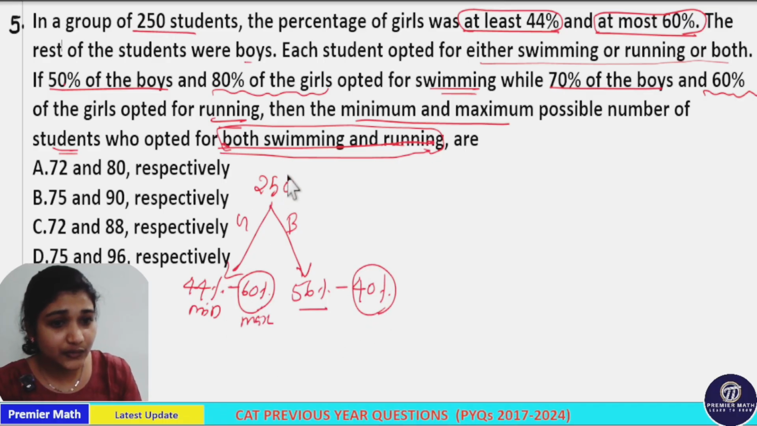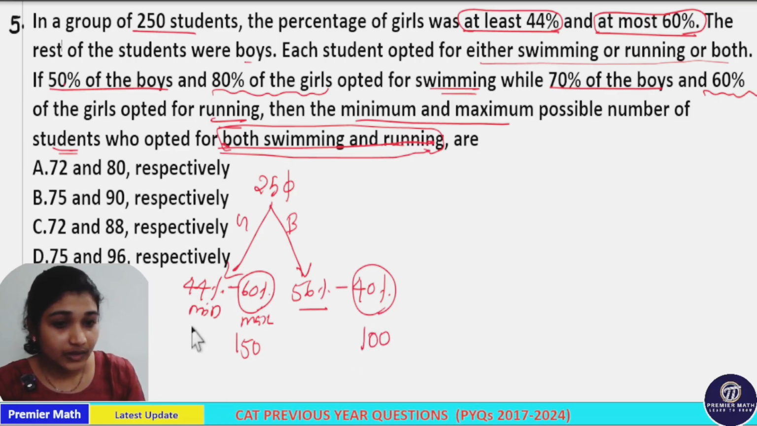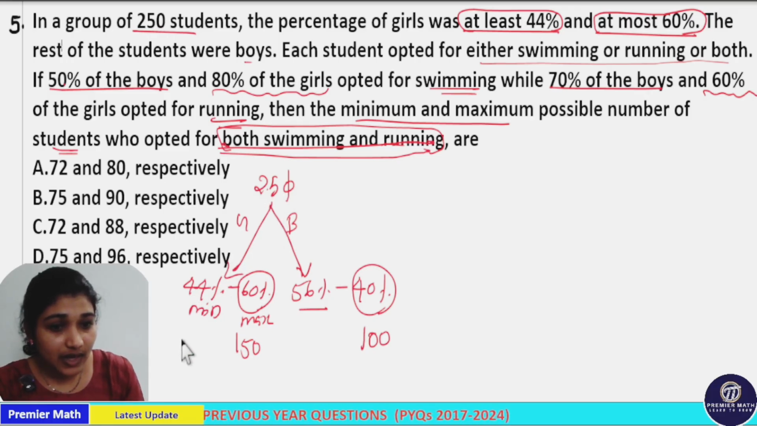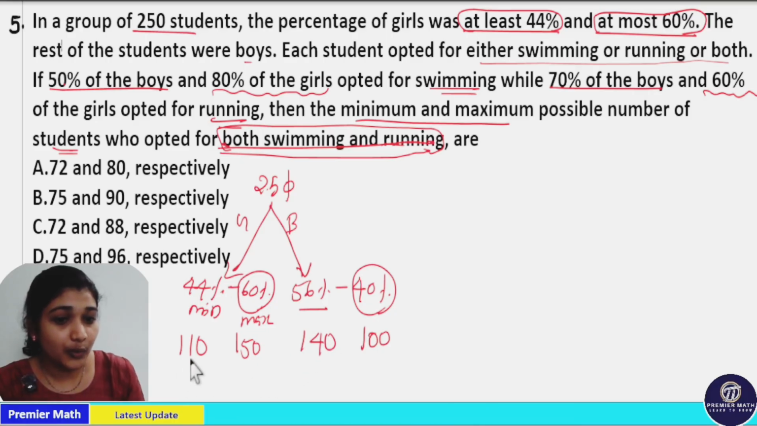Now 60 percent of 250: 10 percent is 25, so 25 into 6 is 150, which is 60 percent. So the maximum is 150 girls, and with respect to this, 100 are boys. Now 44 percent: 10 percent is 25, then 1 percent is 2.5, and 2.5 into 4 is 10, so 4 percent is 10. So 100 plus 10, 110, is the 44 percent girls. With a minimum of 110 girls, 140 are boys.